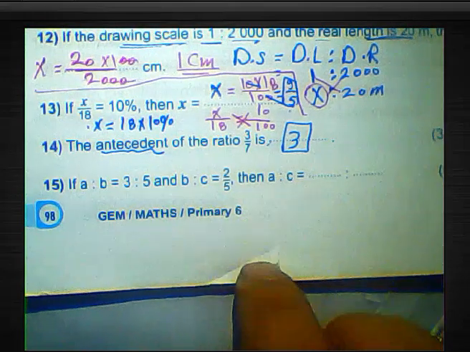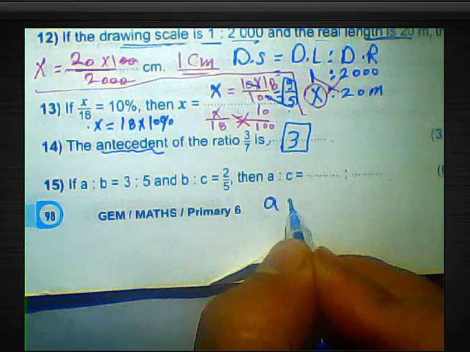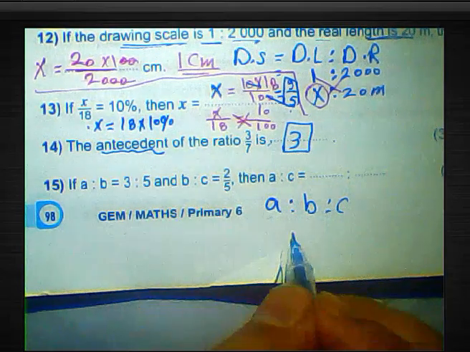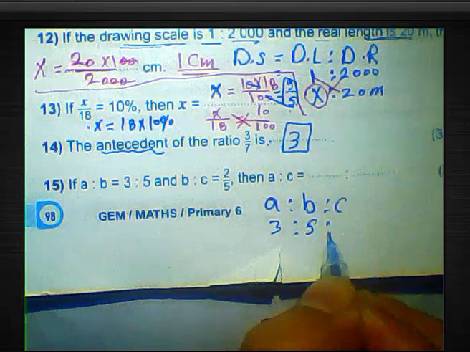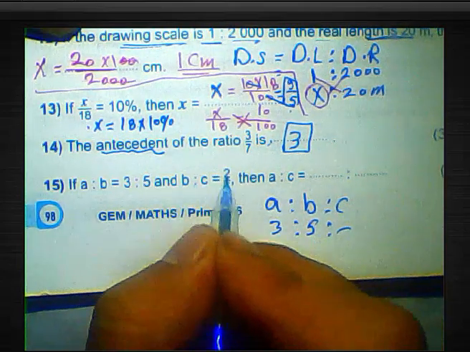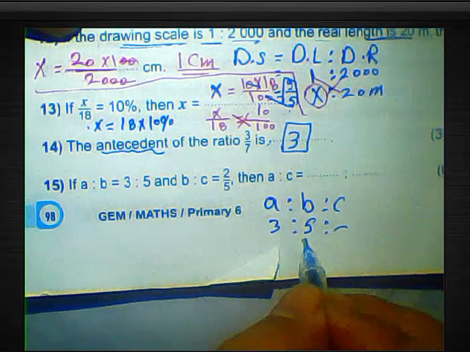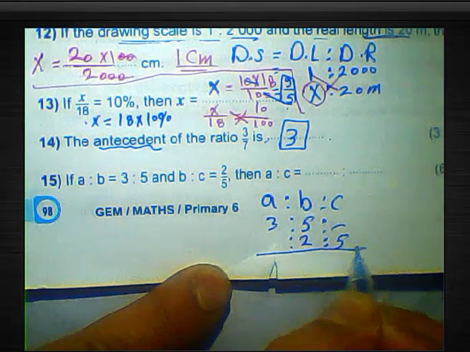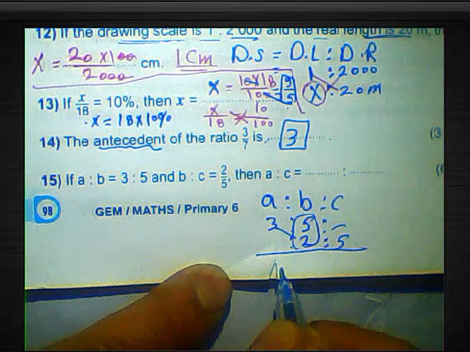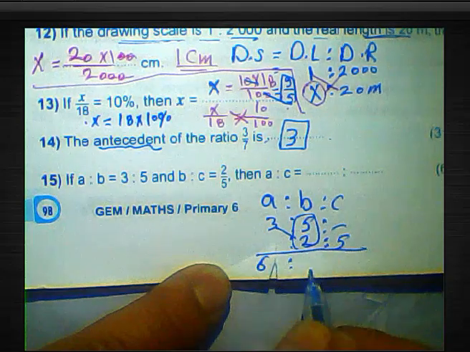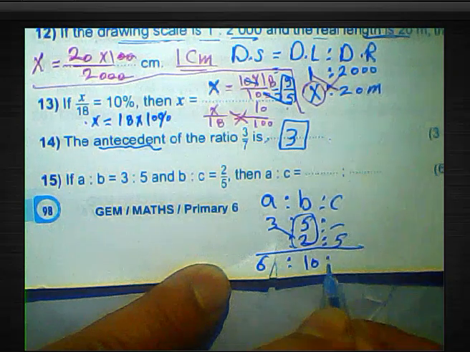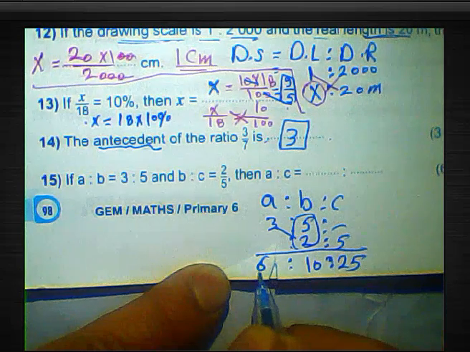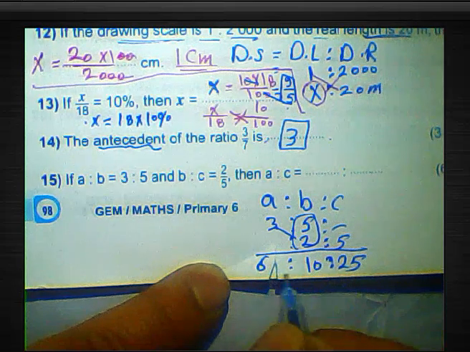We can write the ratio a, b, and c. He gives us the ratio between a and b is 3 to 5, and b to c equals 2 to 5. We can cross multiply: 3 times 2 equals 6, 2 times 5 equals 10, and 5 times 5 equals 25. Then the ratio will be 6 to 10 to 25.